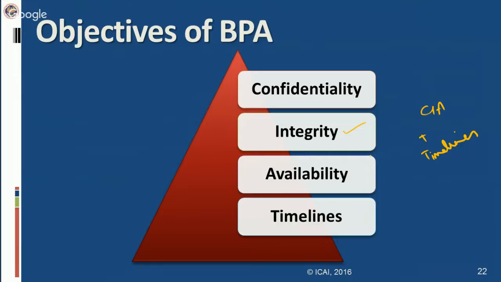Then comes integrity. This ensures that no unauthorized amendment or changes can be made in the data. Then comes availability: data is available whenever it is required. And lastly, timelines: this ensures that data is made available to the right person at the right time.